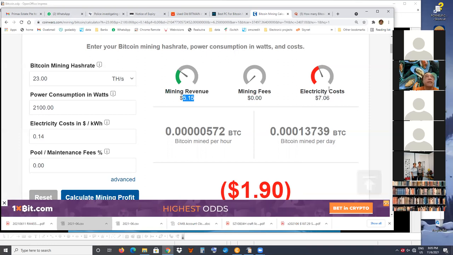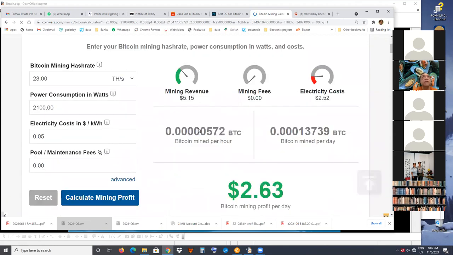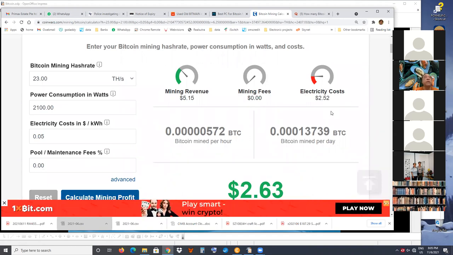Okay, other than that, you must find a way to reduce the electricity cost. Let's say you can do it at 5 cents. Then you find that you are making money. Okay, how to get electricity cost at 5 cents? You may have to go somewhere, maybe near some hydroelectric dam where they produce hydroelectricity. And then you put your warehouse of all these machines near there. And then you buy the electricity directly from them.